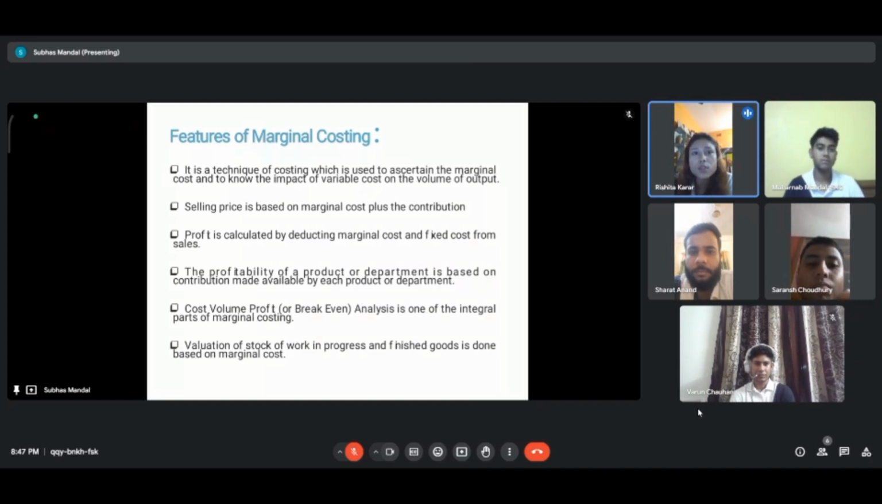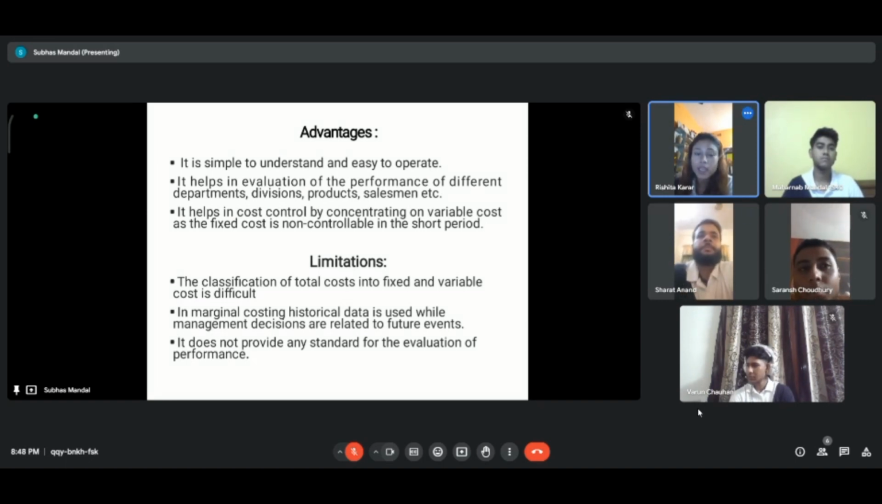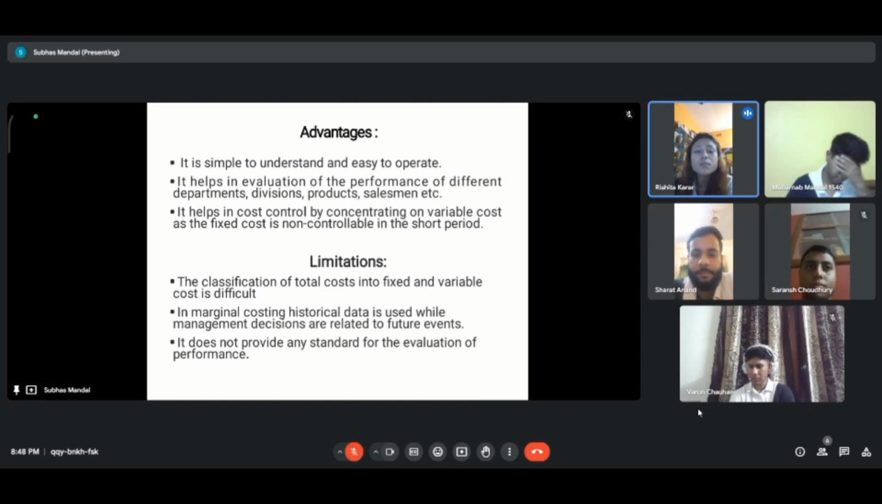Now we are going to move on to the next slide. We have the advantages and the limitations of marginal costing. So let's start with the advantages. It is simple to understand and easy to operate. It helps in the evaluation of the performance of different departments, divisions, products, and salesmen. It helps in cost control by concentrating on variable cost, as the fixed cost is non-controllable in the short period.